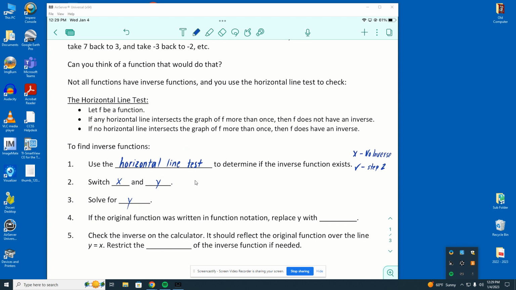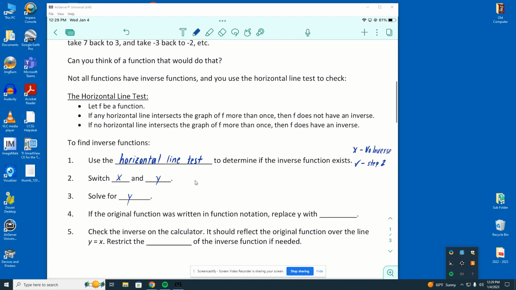Now, step 4 is just about the way we write it. Most of the time, these original functions are going to be in what we call function notation. What's function notation mean? What does it look like if it's in function notation? What's an example of function notation? Don't overthink it. Yeah, f of x.